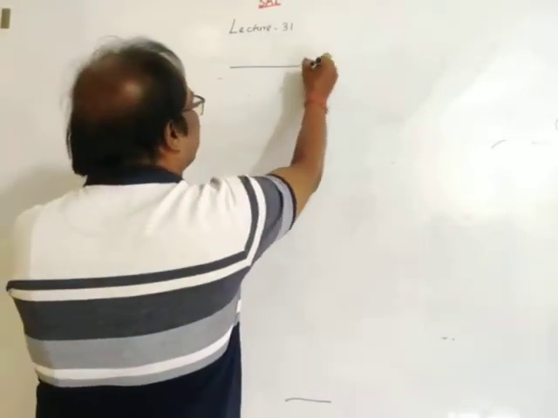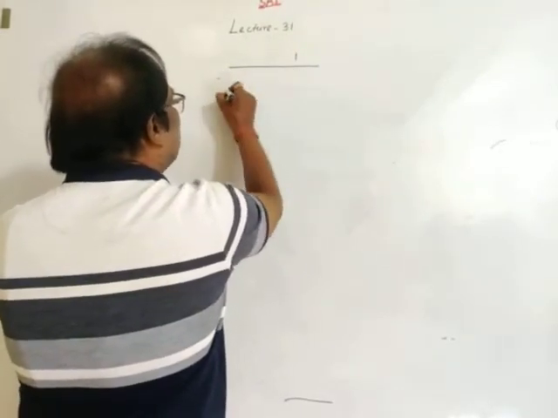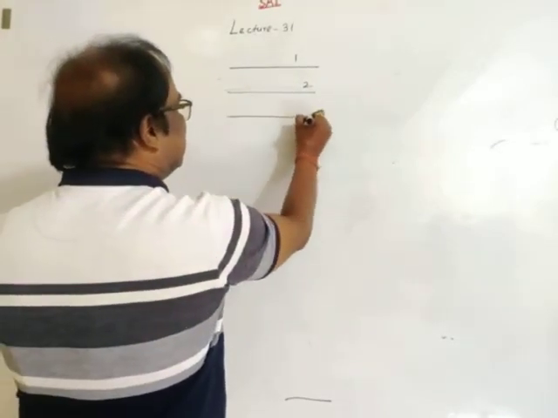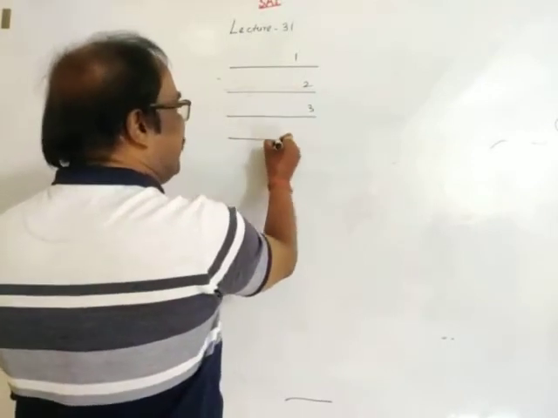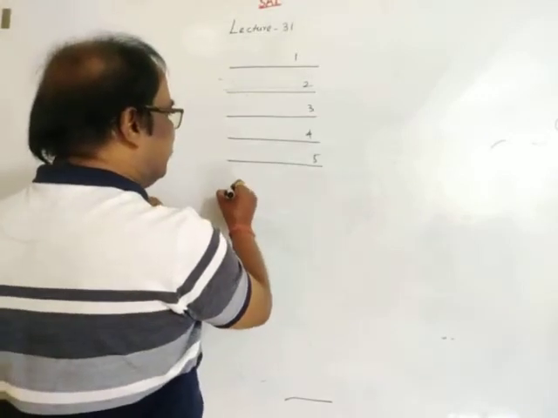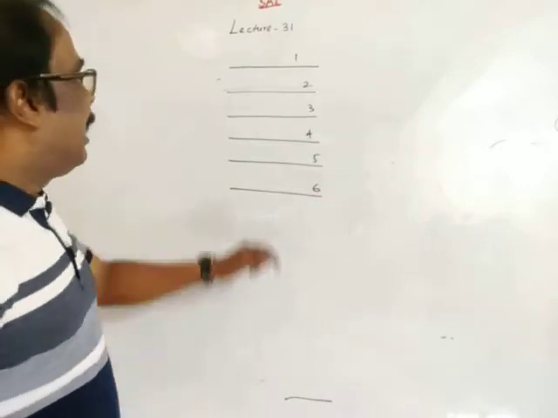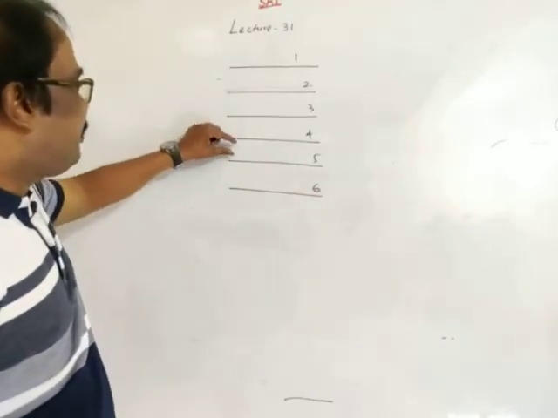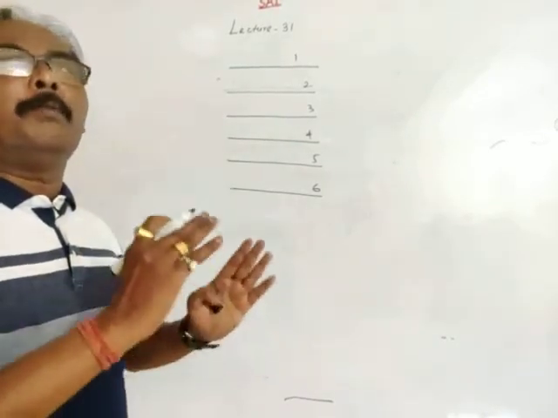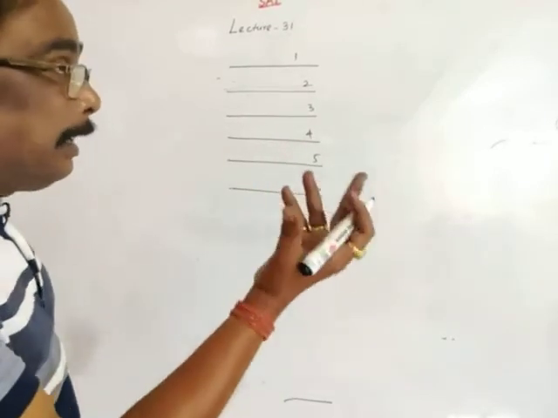This is plate 1, first plate. This is plate 2, second plate. This is plate 3, third plate. This is plate 4, fourth plate. This is plate 5, fifth plate. This is plate 6, sixth plate. All these plates have the same surface area A and separation D. With 6 plates, the number of capacitors will be n minus 1, 6 minus 1, so the number of capacitors is 5. Now let's connect it.